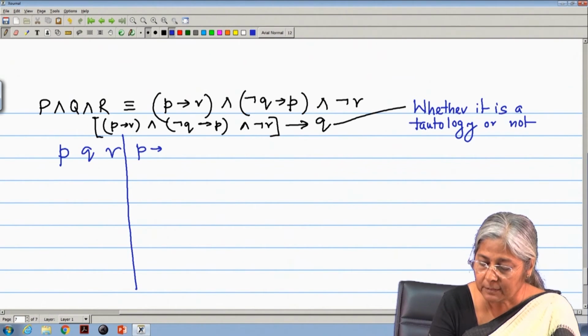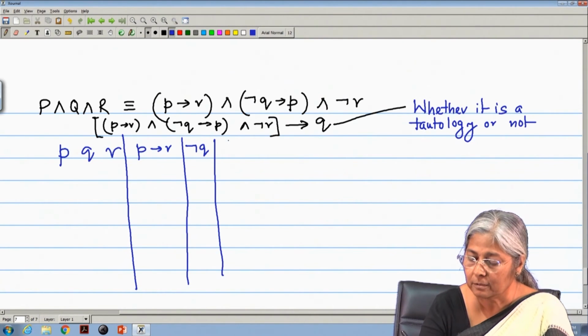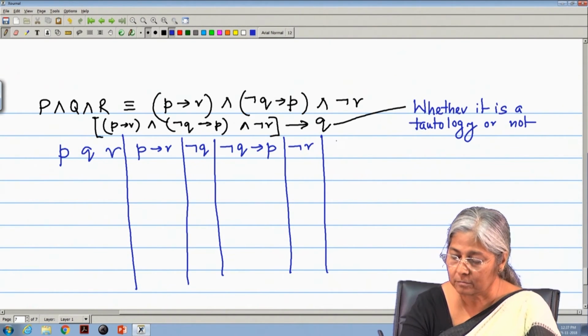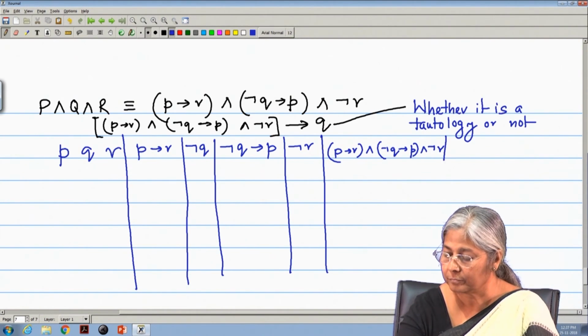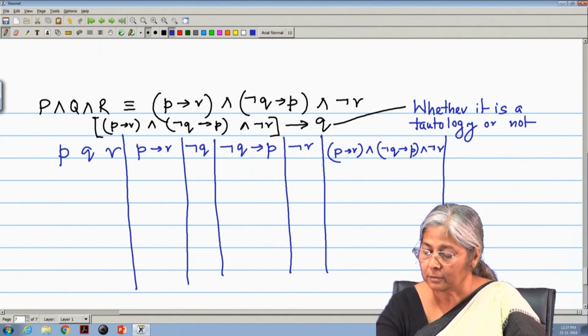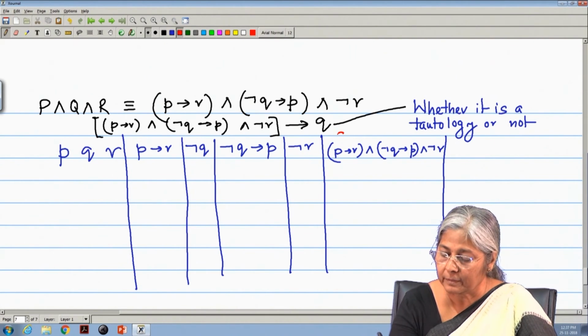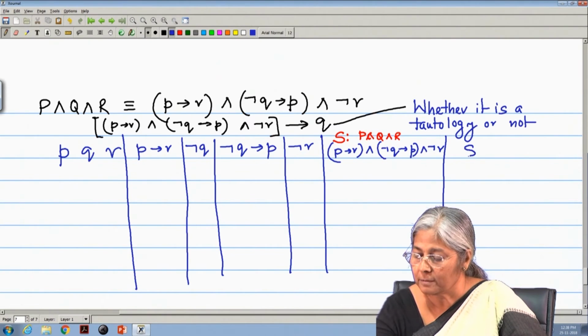So, I need P implies R, then I need negation Q, so that we can compute negation Q implies P, then I have negation R. Then I can calculate P implies R, negation Q implies P, negation R, and if I mark this as S, say, then this S is a function of P, Q, R. So, this is S, then whether S implies Q.